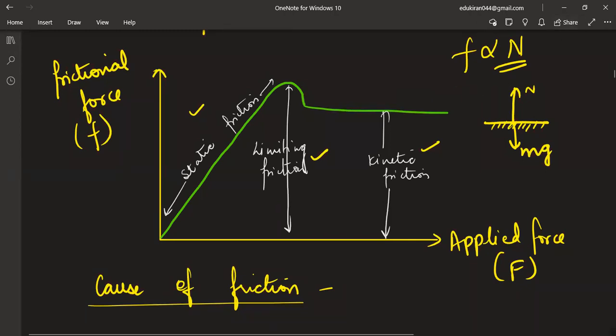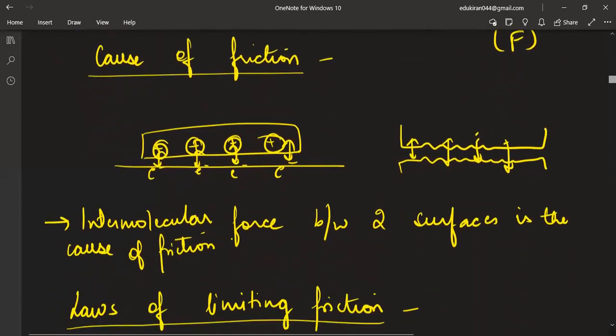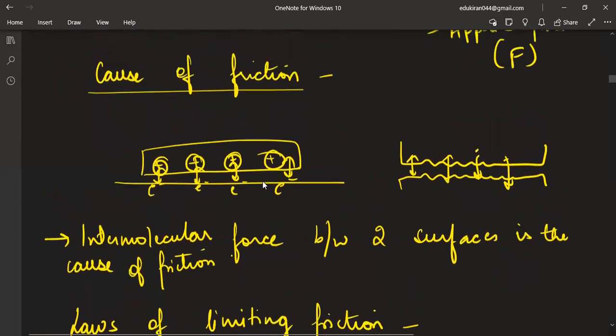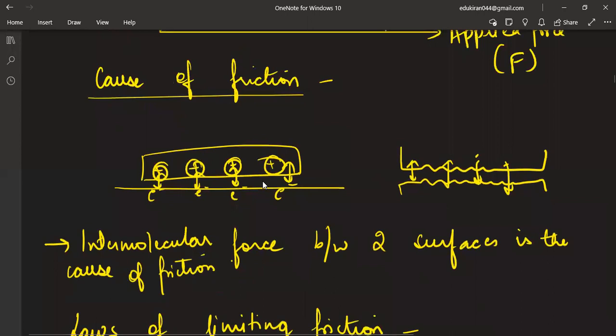What are the causes of friction? Irregularities between the objects, basically. Interlocking forces between the objects. Both the objects get interlocked with each other. It's like one edge is this. We are not able to see these irregularities because they are at the microscopic level.